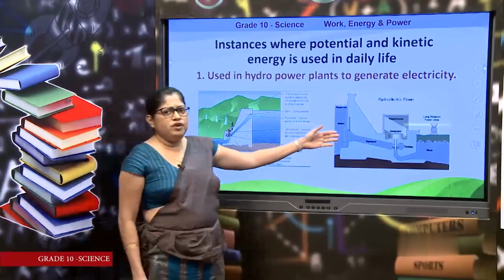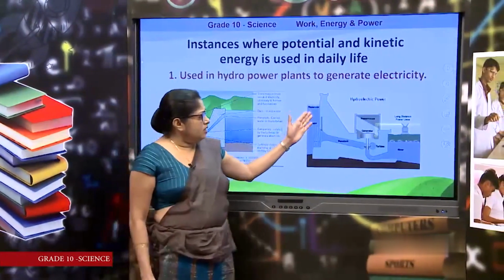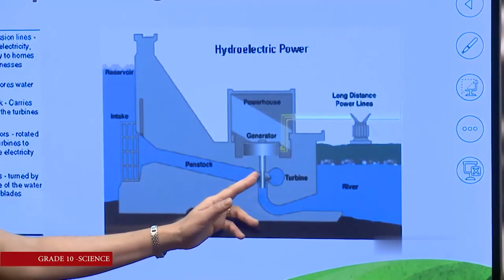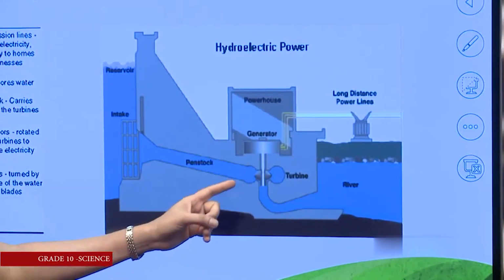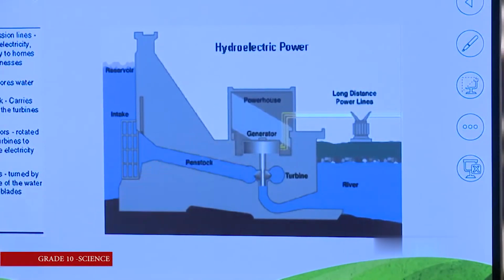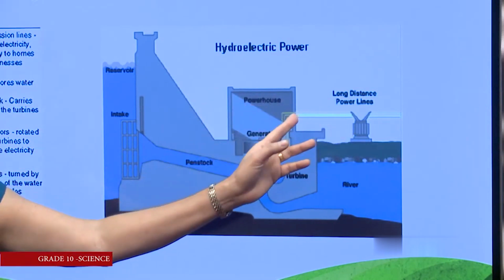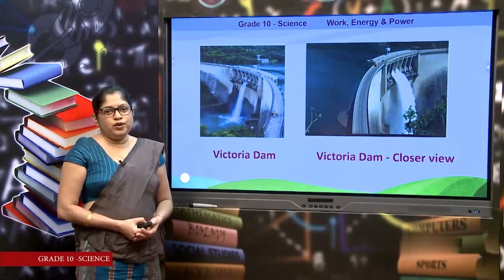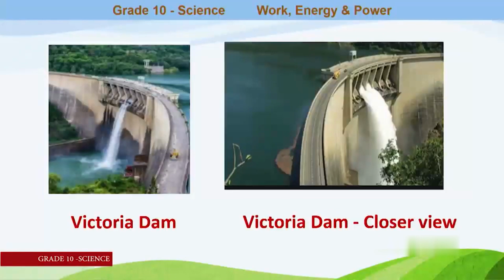This is a closer view of the hydropower plant. Here this is the reservoir and water is flowing, and this is the turbine. The generator is connected to the turbine, so that the generator produces electricity and it is transmitted all over the country through these transmission lines. Children, now I will show you a picture of a dam. This is Victoria Dam.